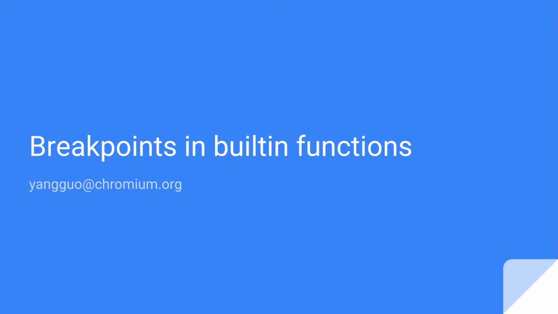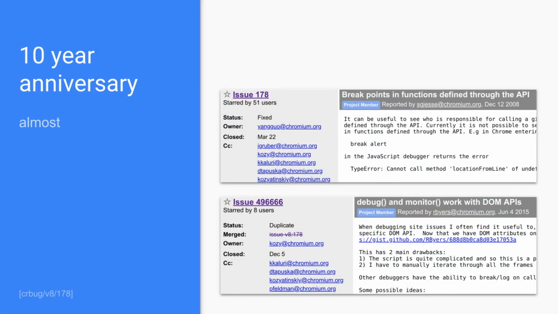So one thing we've been implementing is setting breakpoints in built-in functions. Built-in functions are the ones that are not backed by JavaScript source. So built-ins defined in JavaScript, for example, or DOM methods. And this is a feature that people have been wanting for almost 10 years, essentially ever since V8 went open source. And now we have it.